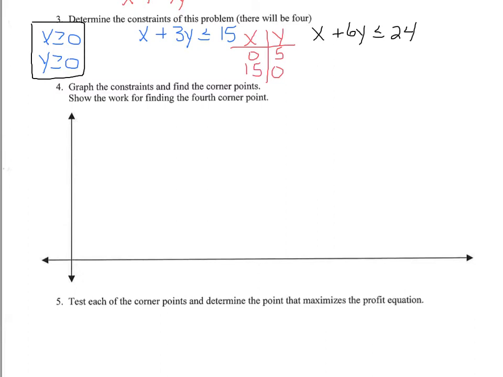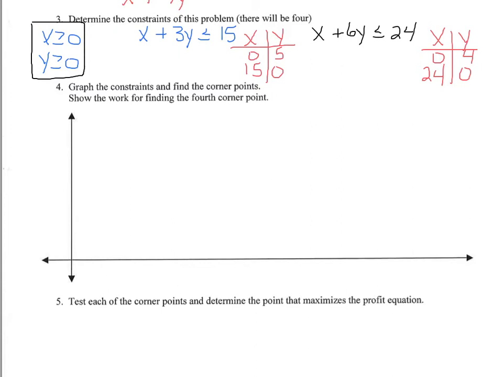I'm going to do exactly the same thing for this other inequality. Make an xy table, let x equal 0 once, and let y equal 0 once. If x is 0, the x term is gone. Cover it up with your thumb. You'll be left with 6y equals 24. So that means y would need to be 4. If I plug in 0 for y, the 6y term is gone, so cover that up. And I'd be left with x equals 24. So those would be my x and y intercepts for those 2 constraints.